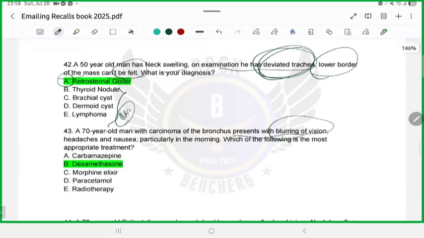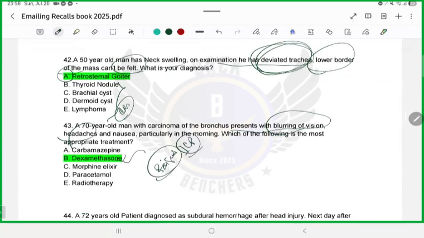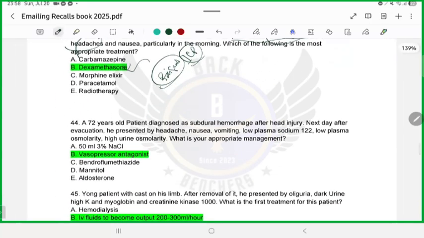Carcinoma of bronchus with blurring of vision and headache, that is raised ICP. What did I tell you? In case of any carcinoma with raised ICP, give dexamethasone. Dexamethasone. 72-year-old patient diagnosed with subdural hemorrhage after head injury. Next day after evacuation, he presented with headache, nausea, vomiting, low plasma sodium. So this is the problem. Low plasma sodium, low plasma osmolarity, high urine osmolarity.